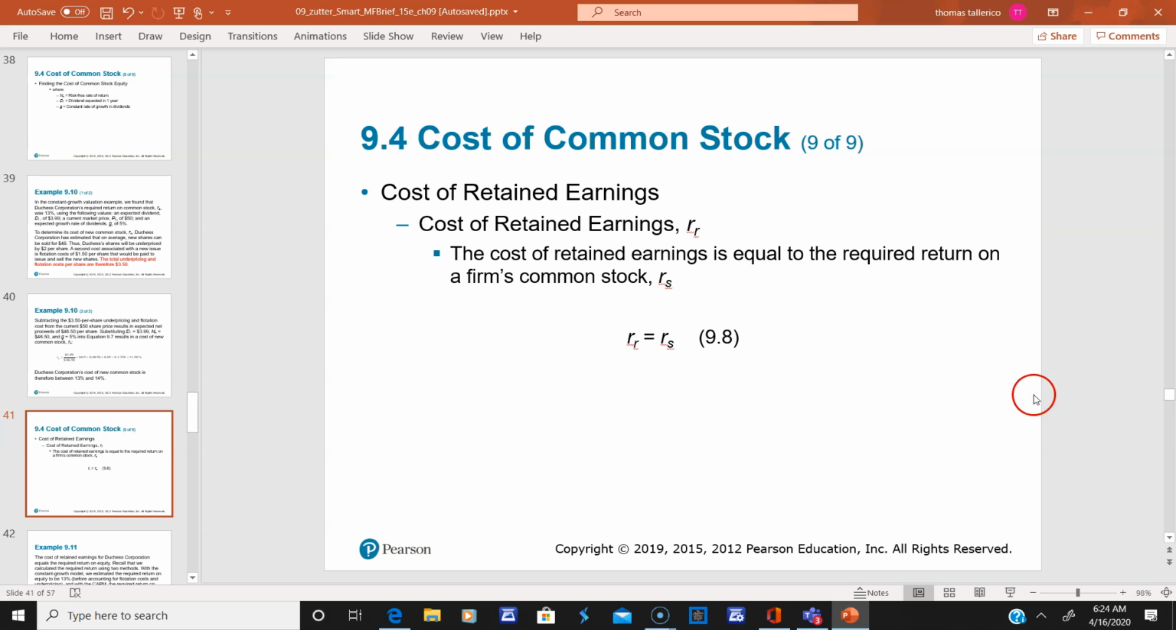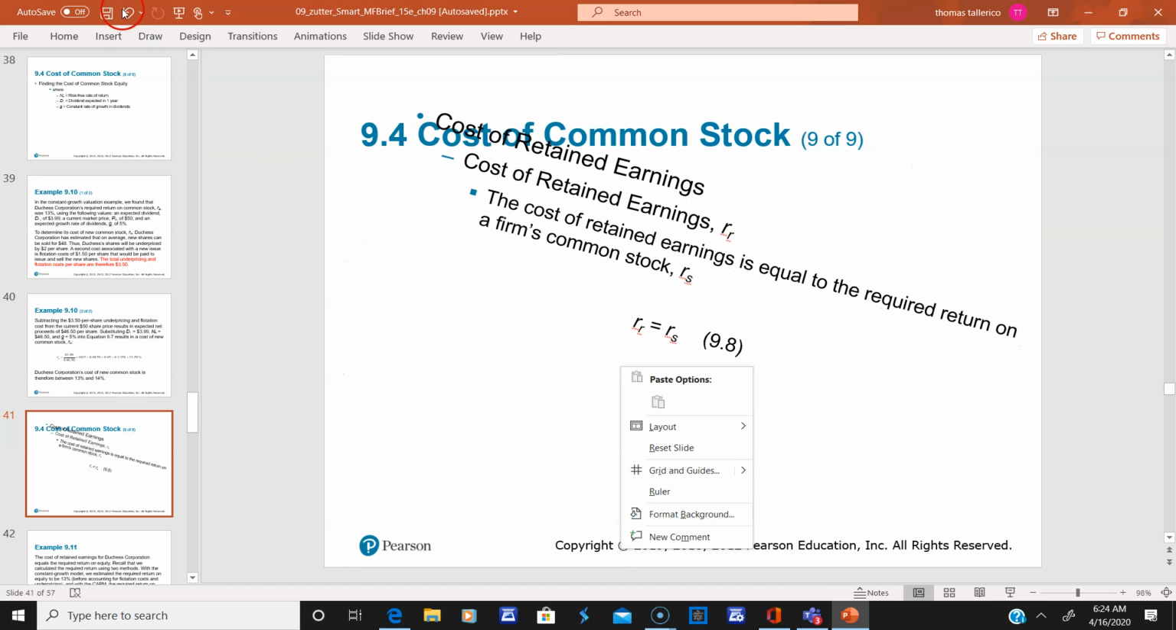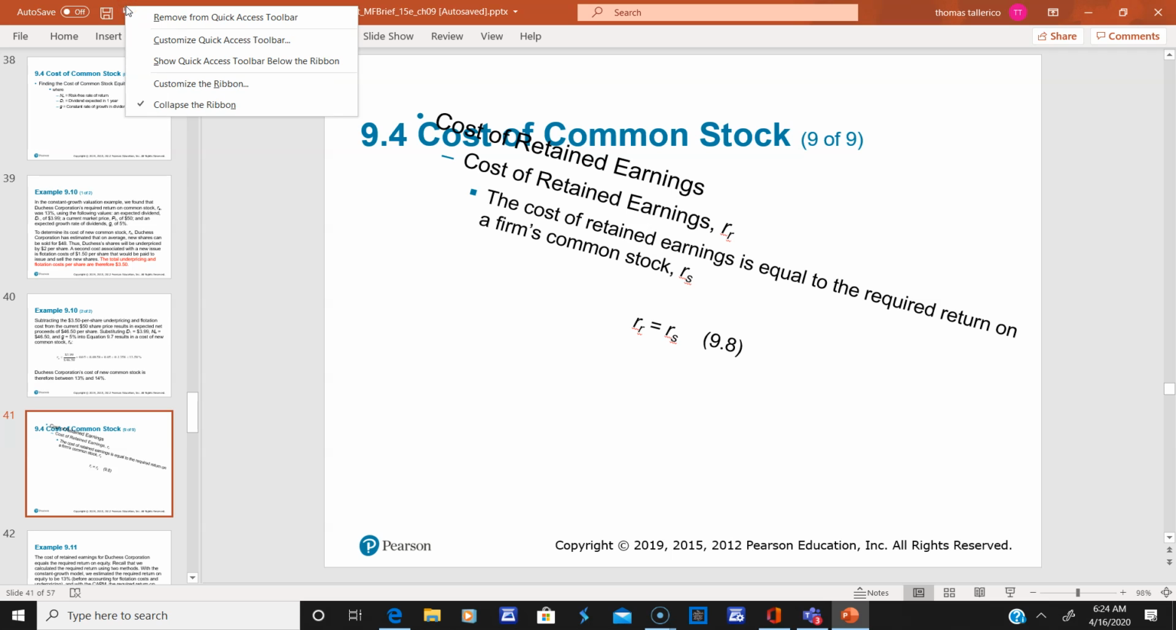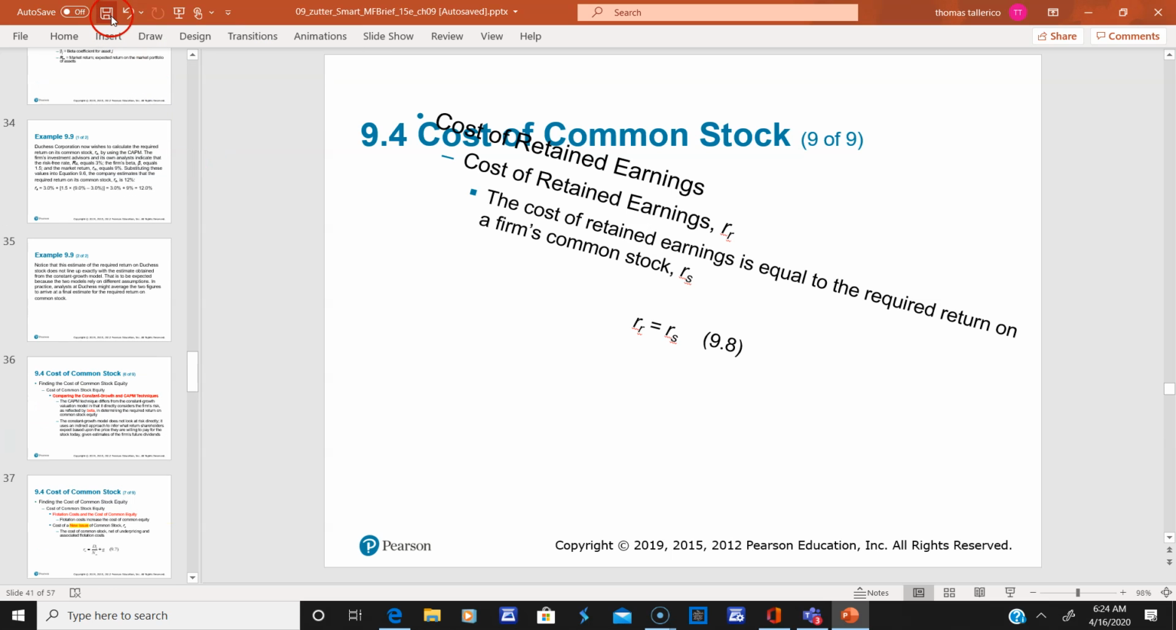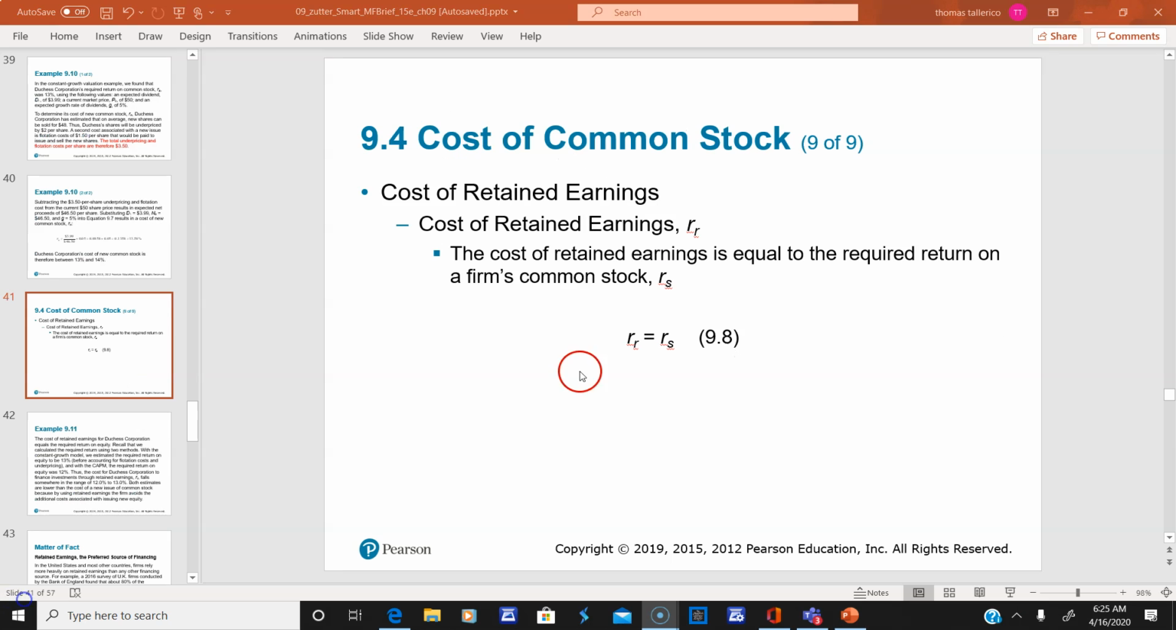Now the cost of retained earnings is equal to the required return on your regular common stock, because you have already issued that. This is important, and there's no equation here. All you really have to know is the cost of retained earnings is equal to the required return on your regular common stock. Nothing gets simpler than that.